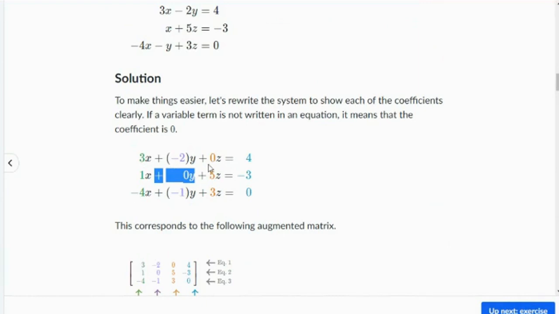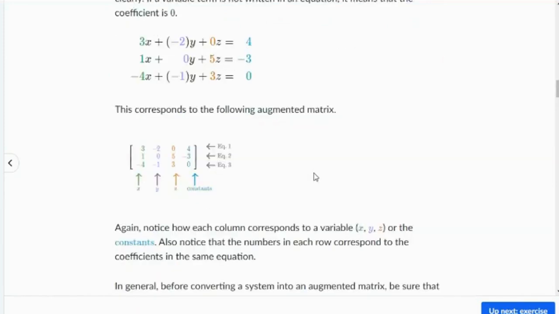3, negative 2, 0, 4. Got to have all of the columns represented. So if there's a missing z or a missing y, the coefficient is a 0 for those terms. So 1, 0, 5, negative 3. And they color coded that so you can see that.